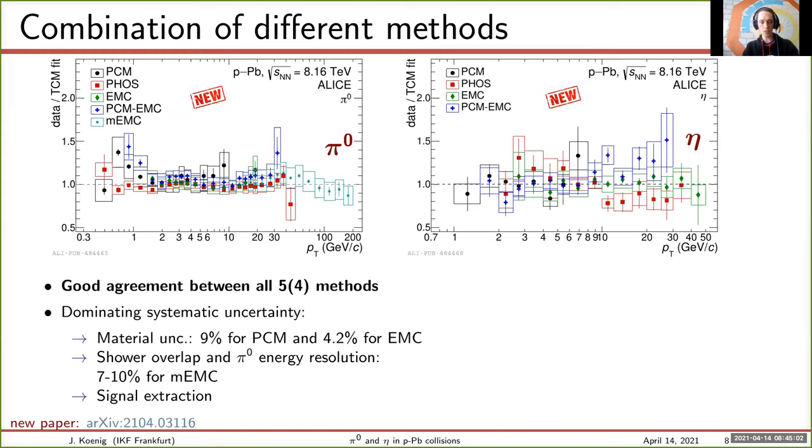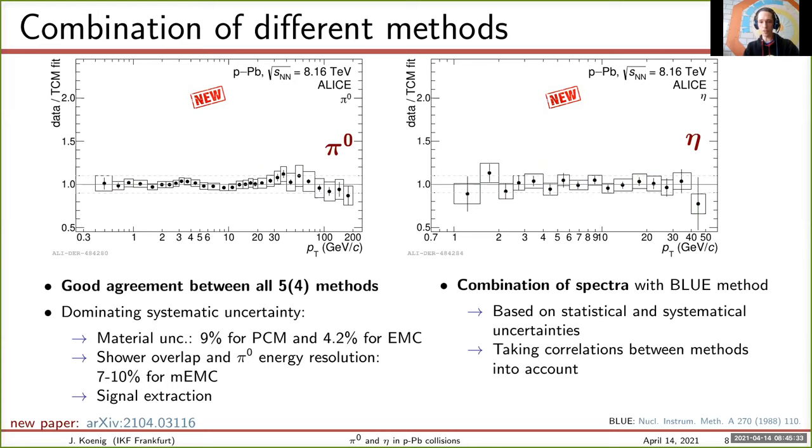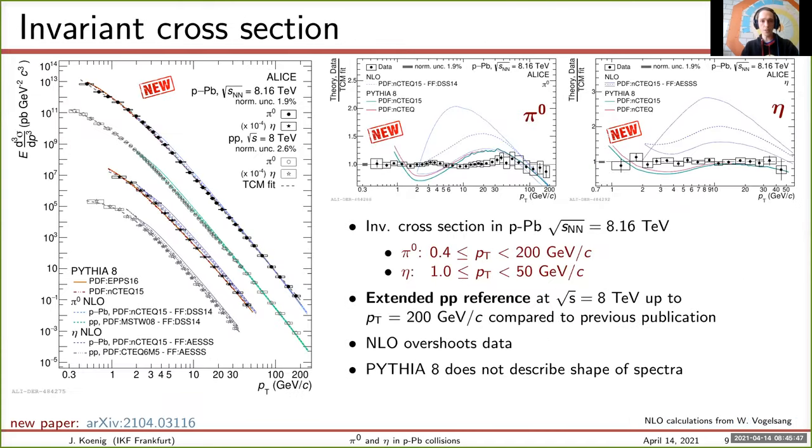And to give you a feeling for the systematic uncertainties of the methods, for example, for the PCM method, the largest source of uncertainty is the material uncertainty with up to 9%. For the merged EMCal analysis, it's 7 to 10% uncertainty on the shower overlap and the energy resolution. And especially for the eta, also the signal extraction becomes dominant. Of course, in the end, we want to have one combined spectrum, and this we do via using a combination with the BLUE method, which is based on statistical and systematic uncertainties, and also takes the correlation between the different reconstruction methods into account.